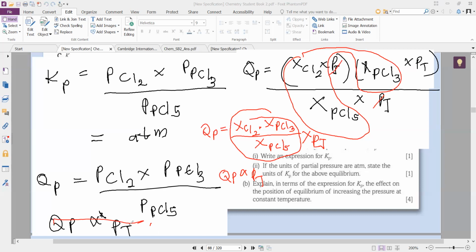Again, you have to derive it. So increase in pressure will increase the QP. Therefore, QP will be greater than KP. Therefore, position of the equilibrium will shift to the left-hand side. You have decreased the QP now until QP equals KP.